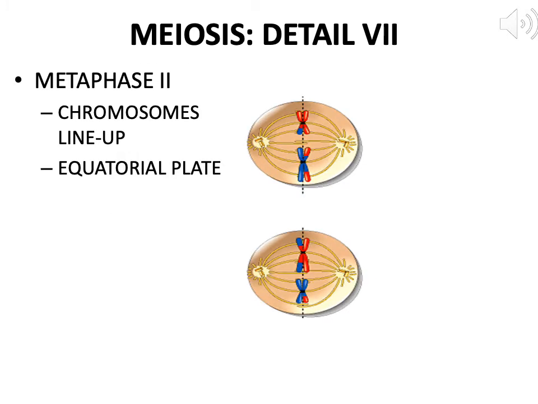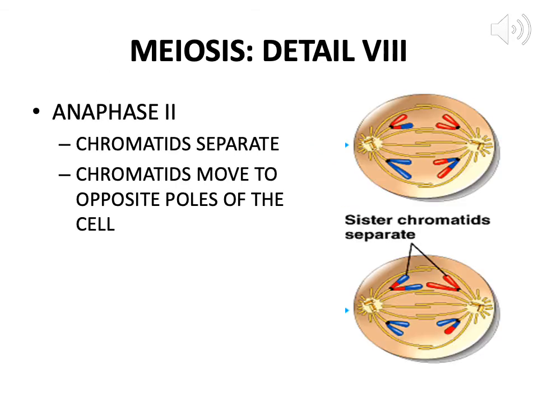Metaphase 2, you'll be gratified to realize that this is not terribly different from what we would expect. The chromosomes line up at the equatorial plate in anticipation of anaphase 2. Anaphase 2, once my chromosomes have lined up, the individual chromatids are going to separate, and those chromatids move to the opposite poles of the cell.